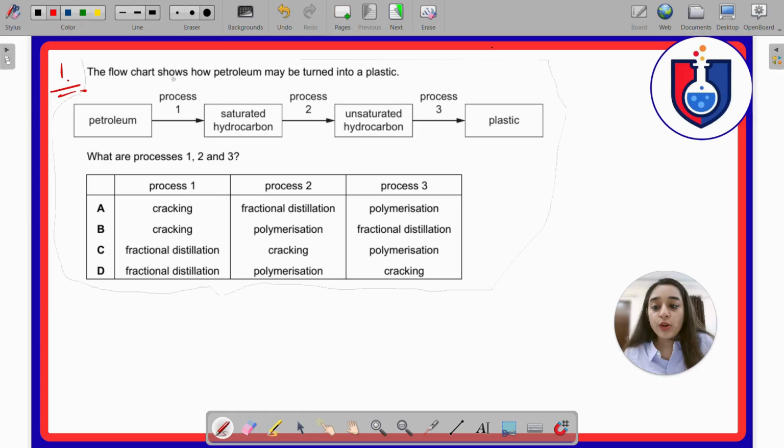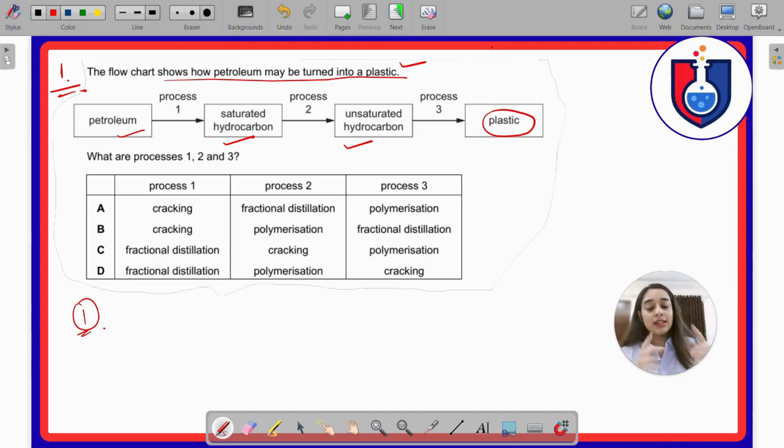So the flowchart shows how petroleum may be turned into plastic. There are three processes which the examiner wants to ask. First is petroleum to saturated hydrocarbon, to unsaturated hydrocarbon, and then finally to plastic. So let's look at the first process. Petroleum to saturated hydrocarbon. If you remember, there is this big diagram given in your Cambridge Chemistry press book. So petroleum to saturated hydrocarbon is your fractional distillation.